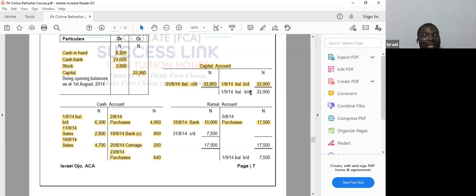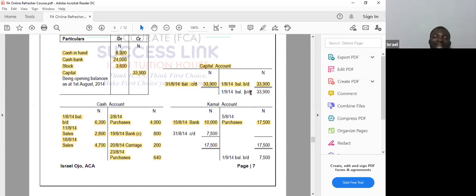So capital account is an equity account, and if you check the answer, it will give the same thing. So capital account can be found under the credit side for the trial balance. The cash account also is an asset account, so it will be found under the debit column. Now remember, I said it's not the balance BD of the previous year that you're going to put there.